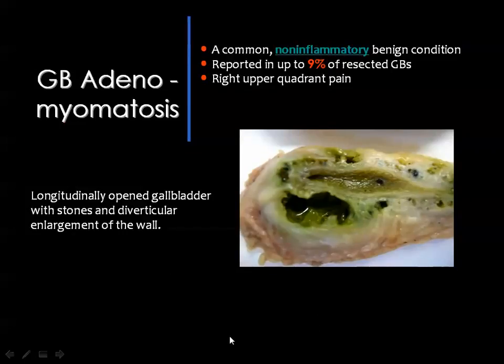Then we came to adenomyomatosis of the gallbladder, and this is a non-inflammatory condition, and it is seen in about 9% of the resected gallbladders. Patients with adenomyomatosis may complain of right upper quadrant abdominal pain. And the main feature of this pathology is diffuse thickening of the gallbladder wall, encroaching on the gallbladder lumen with multiple cystic changes in the thickened wall.